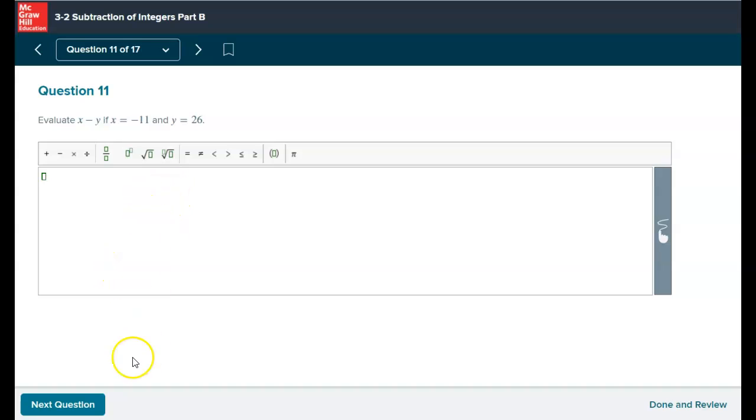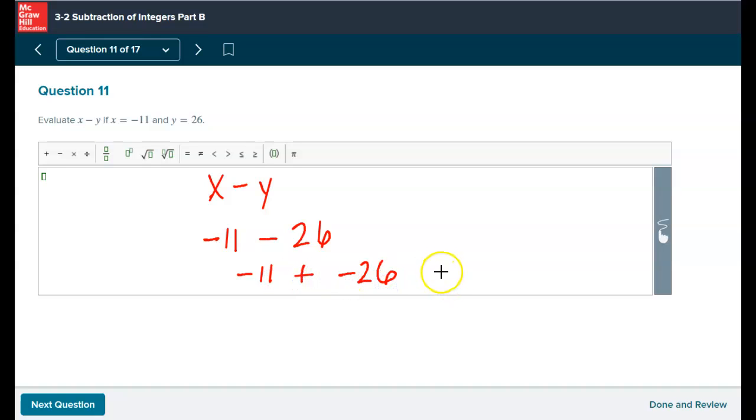This is another substitution problem. All right. You've got x minus y. X is negative 11 minus 26. Keep, change, switch, and two negatives add together to make a bigger negative.